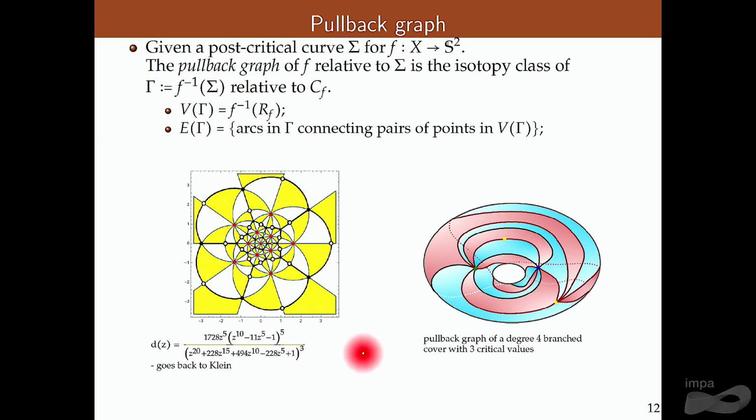That one is very interesting because it was first drawn by Klein, and it is super surprising how he could draw it and also calculate the expression of the function giving this. Here we have a pullback graph of the torus covering the sphere. Okay.